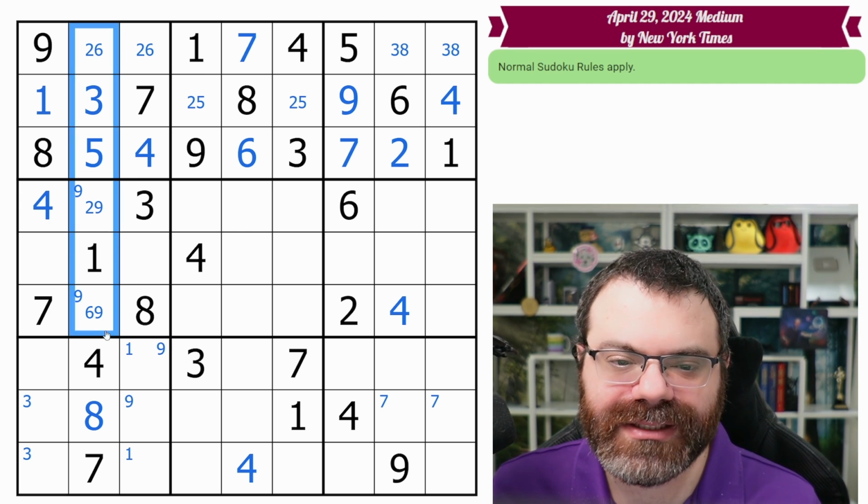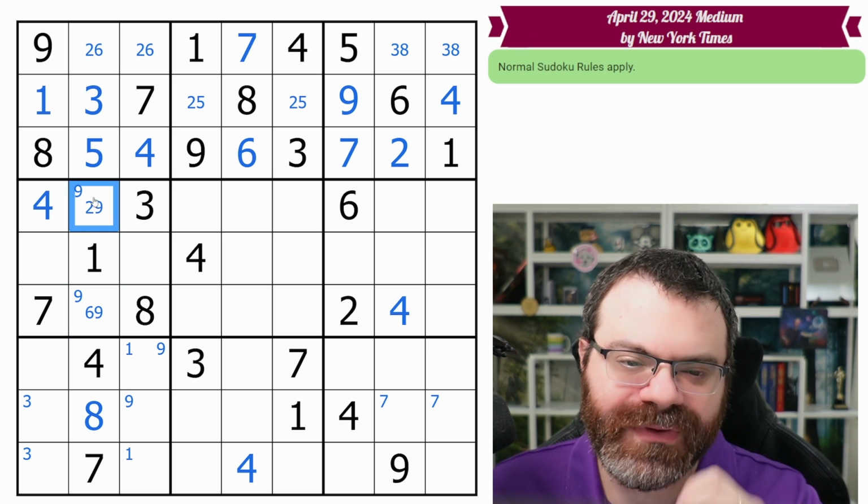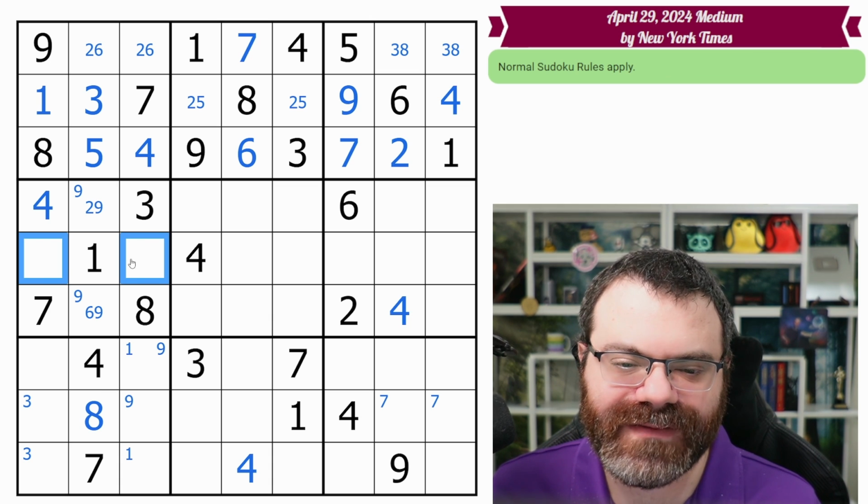Now, that's this column. How about the rest of this box? Remember that the 9s are corner marked here, meaning these can't be 9. So there's only 3 digits left. It's the 2, 5, and 6. So I'm just going to put 2, 5, 6 here.